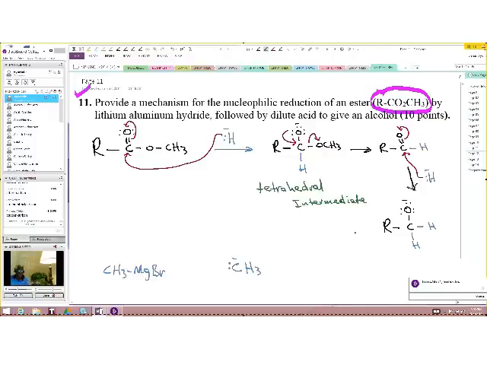Once you add your dilute acid, what do we get? This alkoxide here, the negatively charged oxygen, comes here to grab this proton from the hydronium ion, releasing the electron to this oxygen. Okay, and then in this case, you form your primary alcohol.